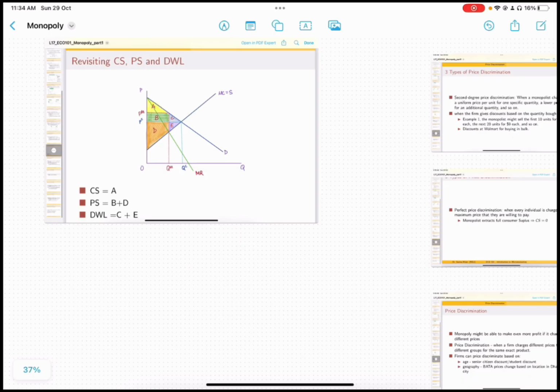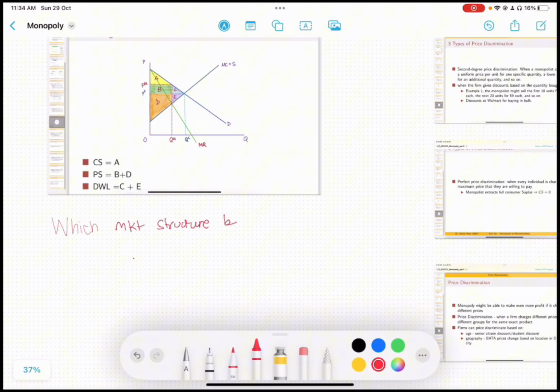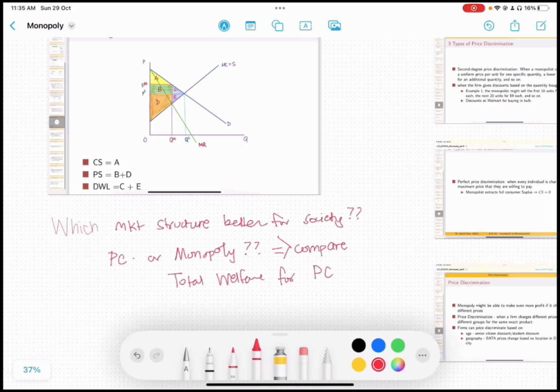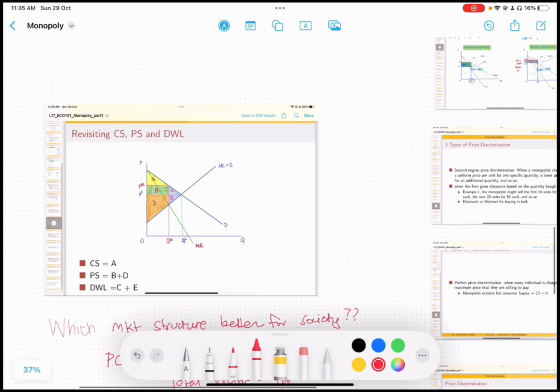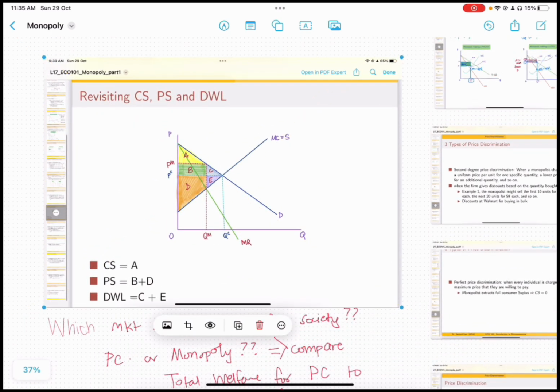Basically, the main question we're asking here is which market structure is better for society? Perfect competition or monopoly? To determine this, we will compare total welfare for the perfectly competitive market to the monopoly case. So let's actually try and understand what's happening on this slide that we've got here.